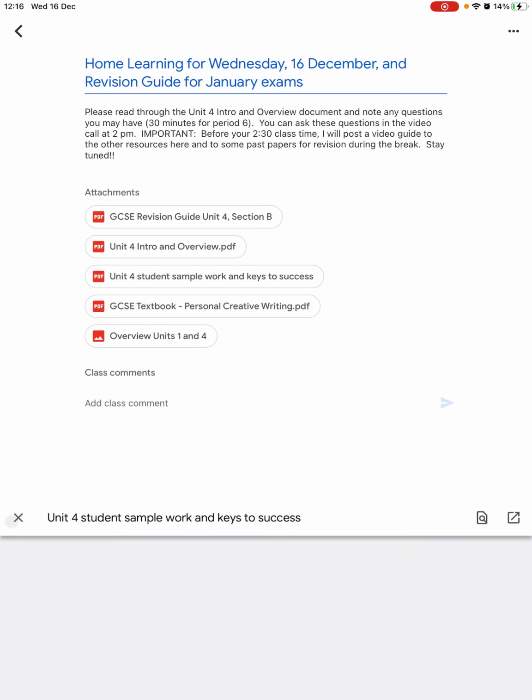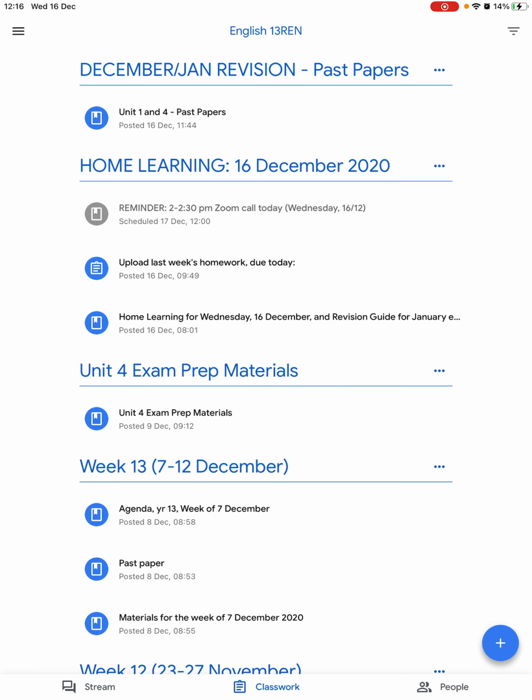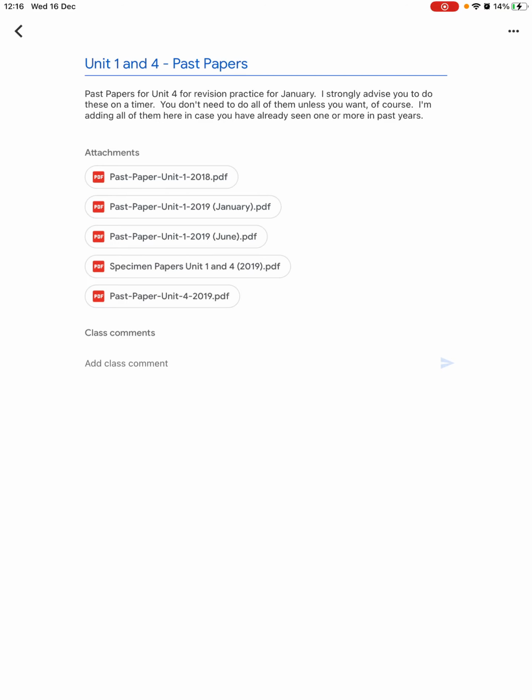Now, the last thing I'm going to take you to, sorry guys, before we go, is to go back, and at the very top you have December, January revision, past papers, Unit 1 and 4. I'm going to go to the past papers, and you have a list of past papers. It tells you what unit they are. You have an example of Unit 1 from 2018, one from 2019 in January, and another one from 2019 in June. And then you have another example of a Unit 1 in the specimen papers document.